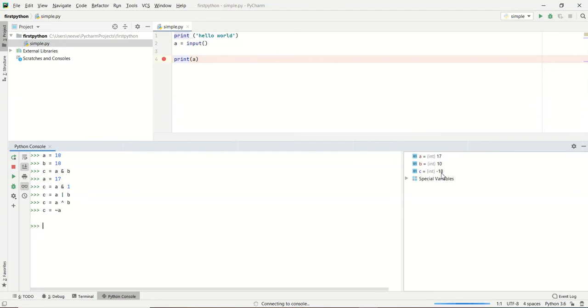And for example, we can do a equals 0. Then if you do the ones complement of a, that will provide the output of minus 1. The similar way, the ones complement of 17 is minus 18 basically over here.